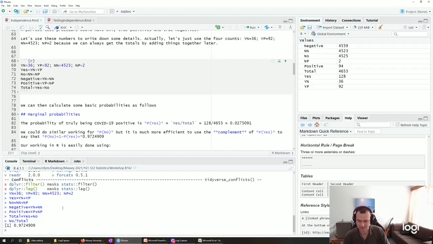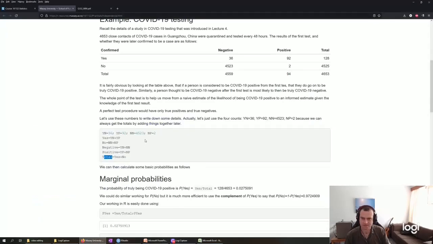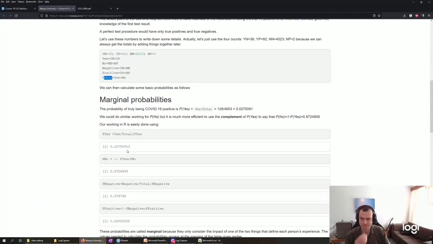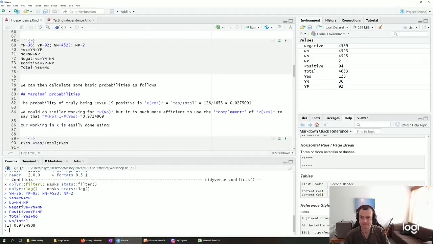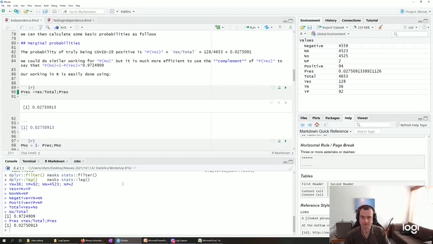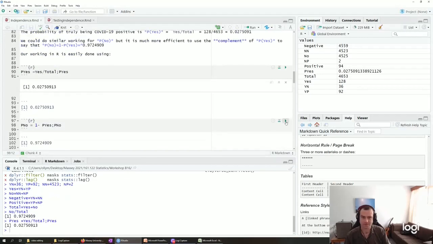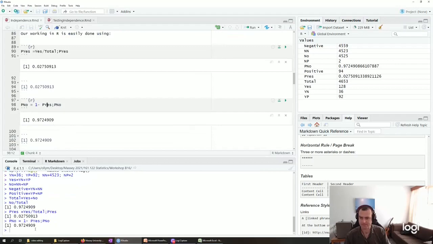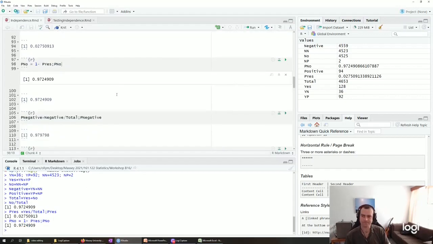We should also try what they did before, which is 1 minus yes. PS is yes over total. And 1 minus PS is going to give us the same answer, hopefully. Great. Perfect. Everything's working well in our tables. These things should add up to the total, so great.